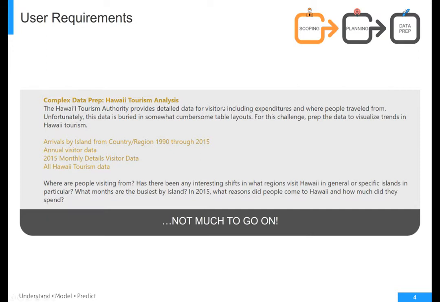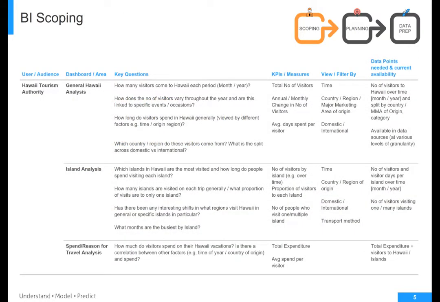However, it's enough for us to have a stab and make some assumptions about what we think the Hawaii Tourism Authority would want to know. This is a BI scoping template which I've completed for a number of clients. We look at the user or the audience, in this case the Hawaii Tourism Authority, and then we look at particular areas, such as island analysis or spend, and the key questions that they would potentially have in each area. For example, on general Hawaii analysis: how many visitors come to Hawaii each period, how does the number of visitors vary throughout the year, is there any seasonality, and is this linked to specific events or occasions?